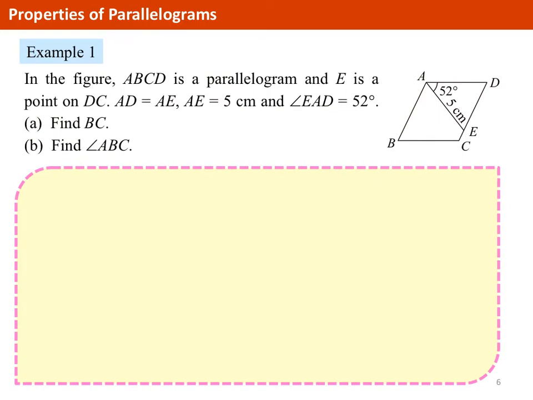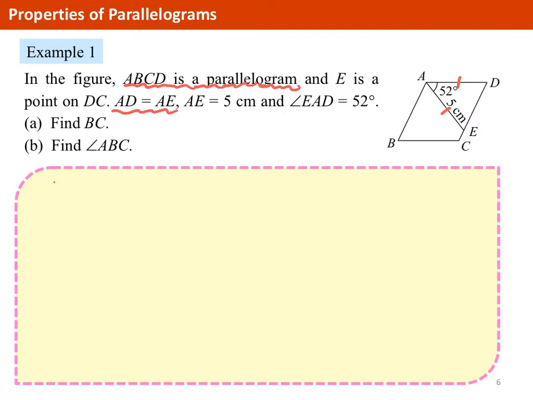Let's look at some examples. In the figure, ABCD is a parallelogram. So it's very important that you highlight the important points in the question. And E is a point on DC. AD equals AE. So these two sides are of the same length. AE equals 5 cm and angle EAD is 52 degrees.